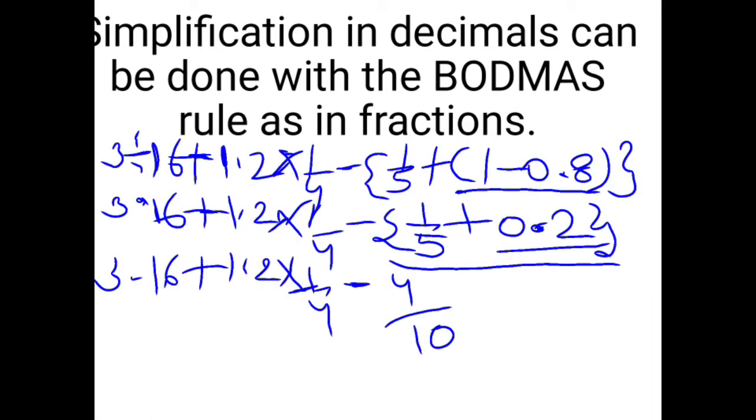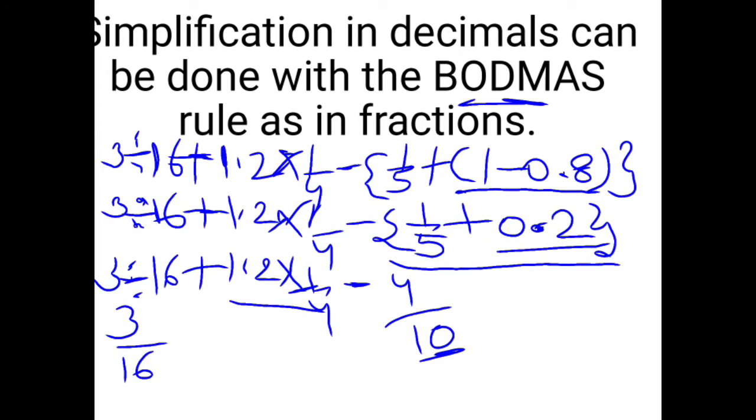So now our term becomes 3 decimal 16 plus 1 decimal 2 multiplied by 1 upon 4 minus 4 upon 10. Now we have to solve division. Division is here in this term: 3 divided by 16. Without writing the term in decimal, directly we can write 3 divide by 16 like this, and then use it with this in finding the LCM. The next portion we have to solve is multiplication. Multiplication is in this portion.